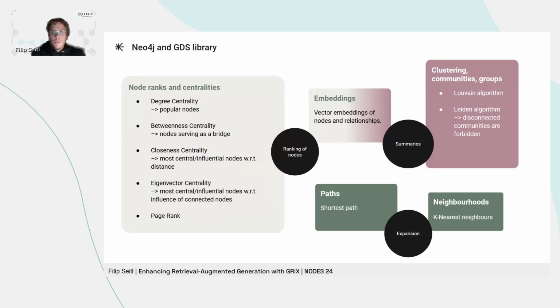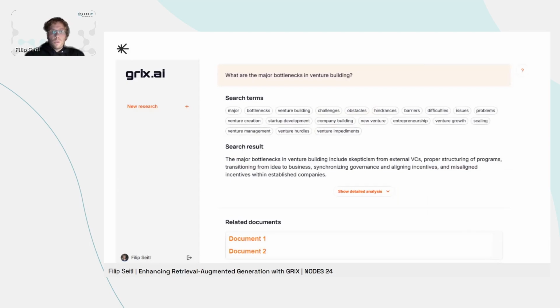And at this point, Neo4j and especially the GDS library can be really helpful. For example, it can be used for ranking of nodes using different types of ranks or centralities. And for summaries, you can use the Louvain or Leiden algorithm. You can search for shortest paths or construct the neighborhoods, as I mentioned when describing the retrieval.